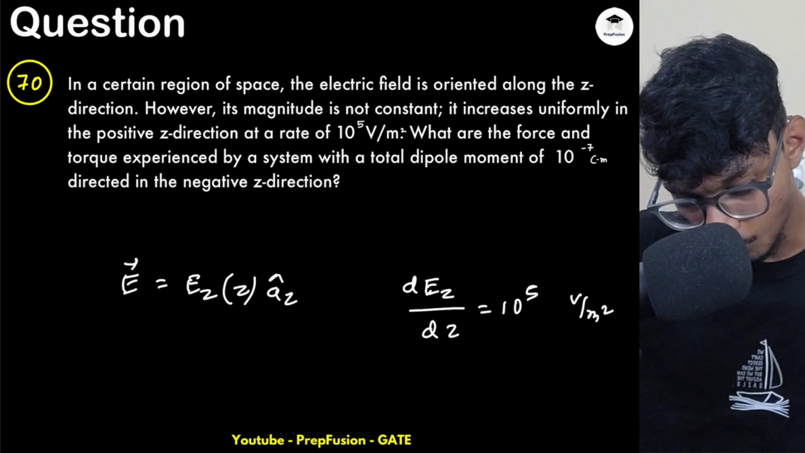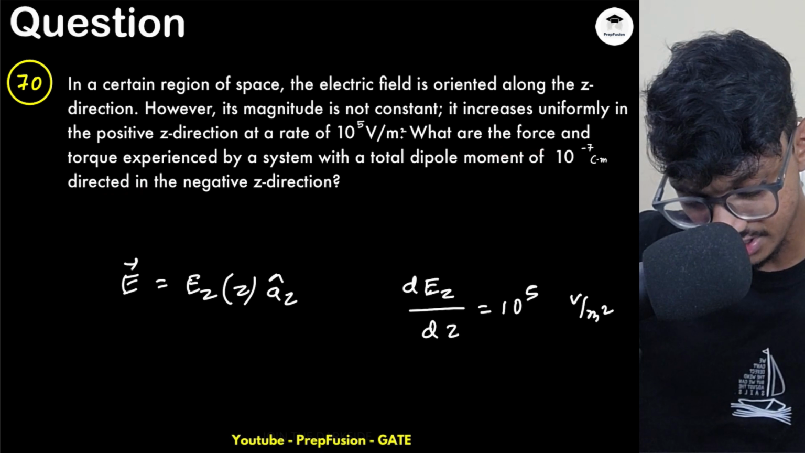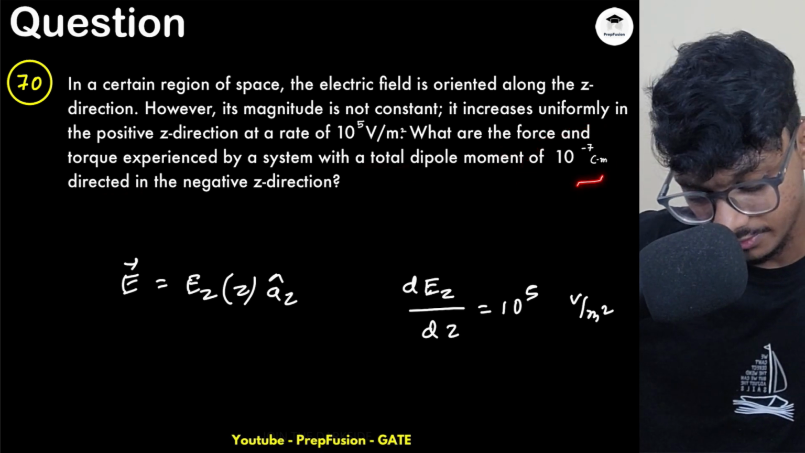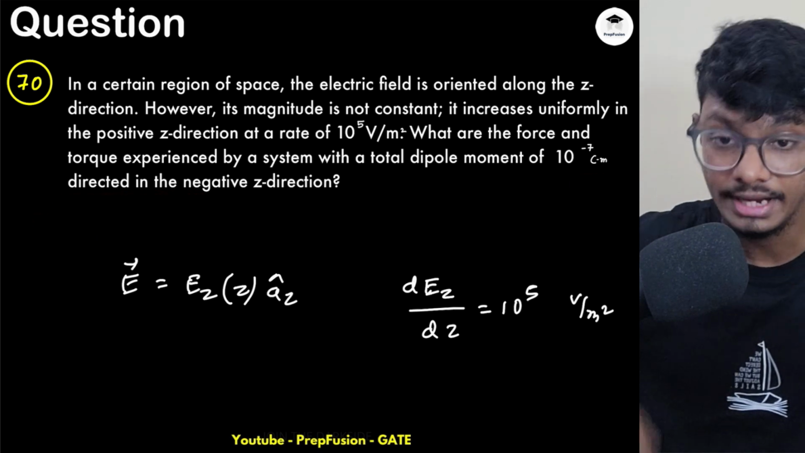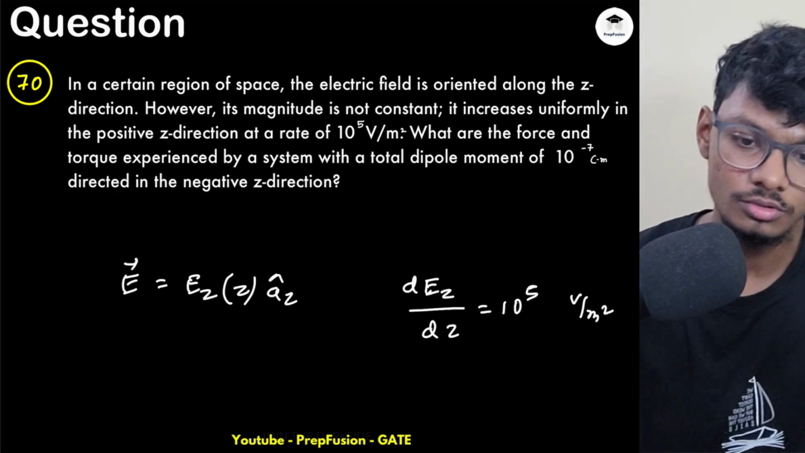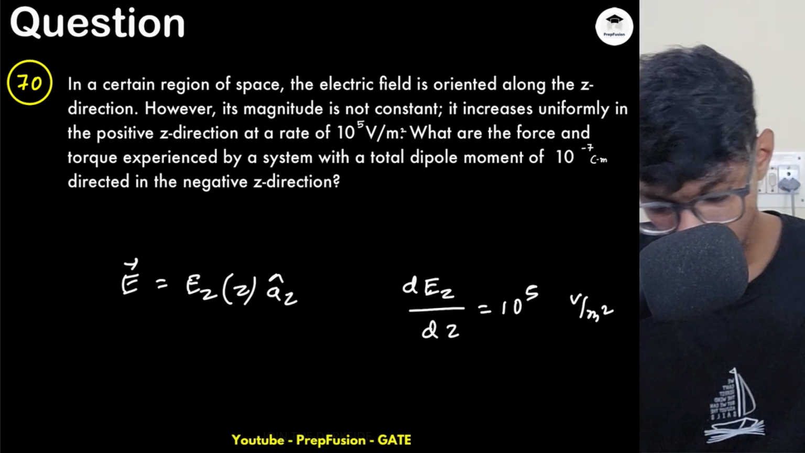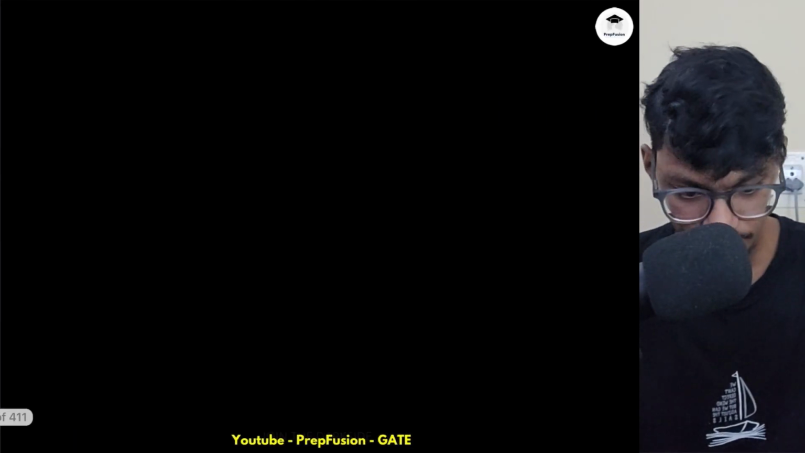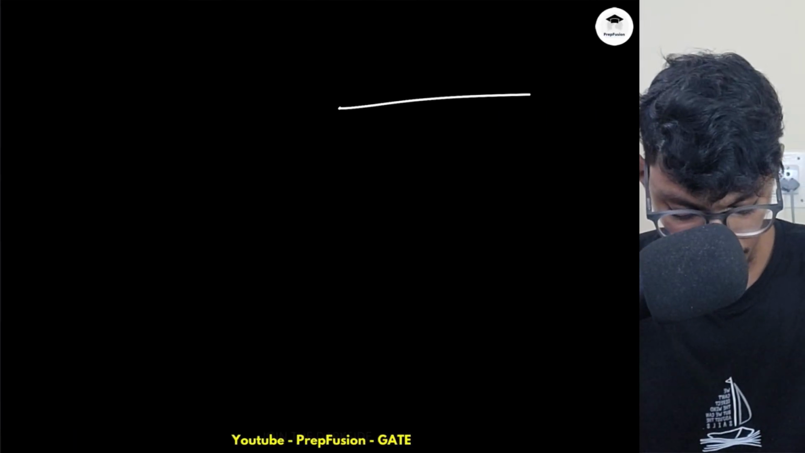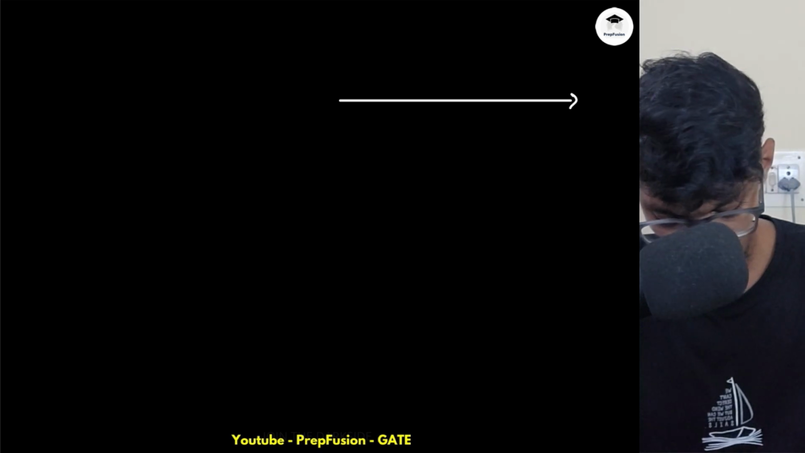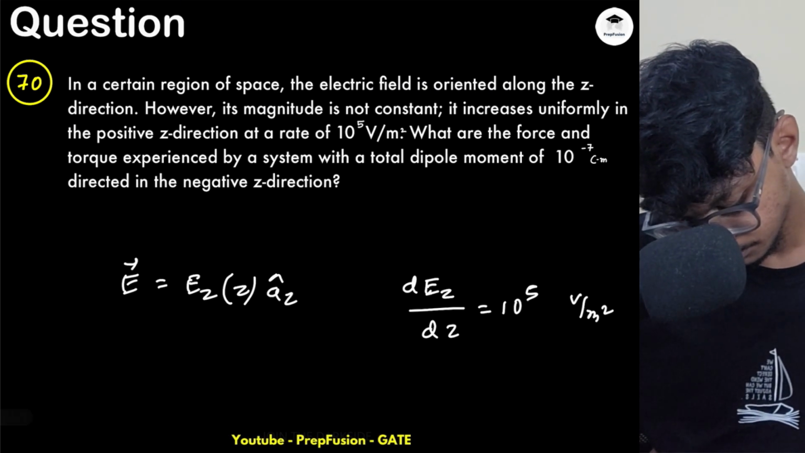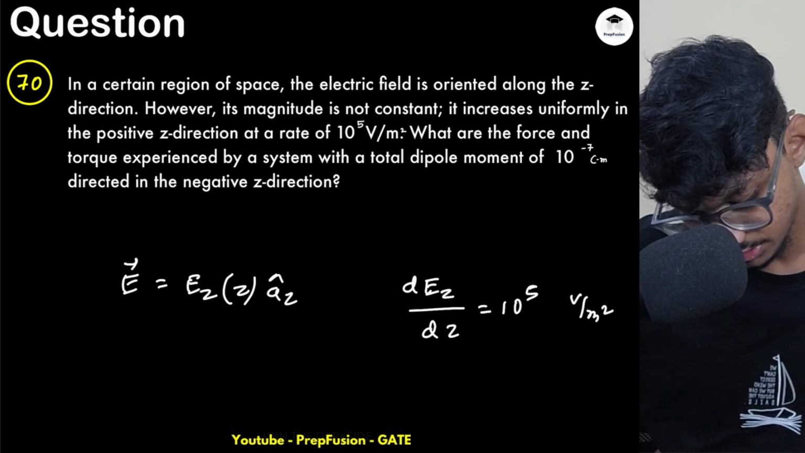Fine. What are the force and torque experienced by a system with a total dipole moment of 10 raised to power minus 7 coulomb meter directed in the negative z direction? So if I have a simple dipole moment placed somewhere, with the total dipole moment of this value and directed towards negative z.